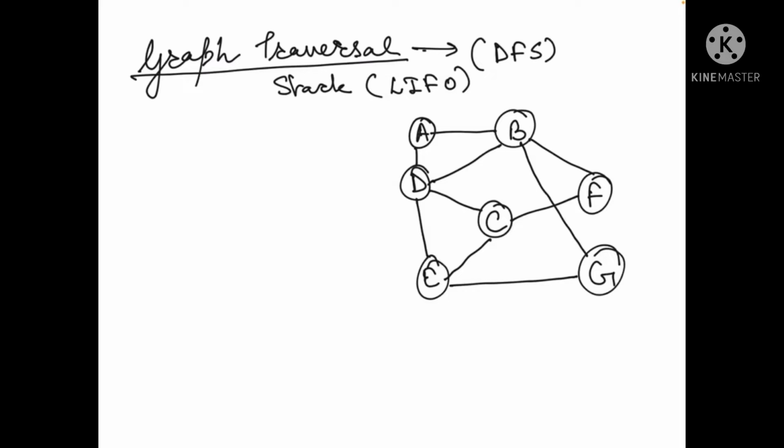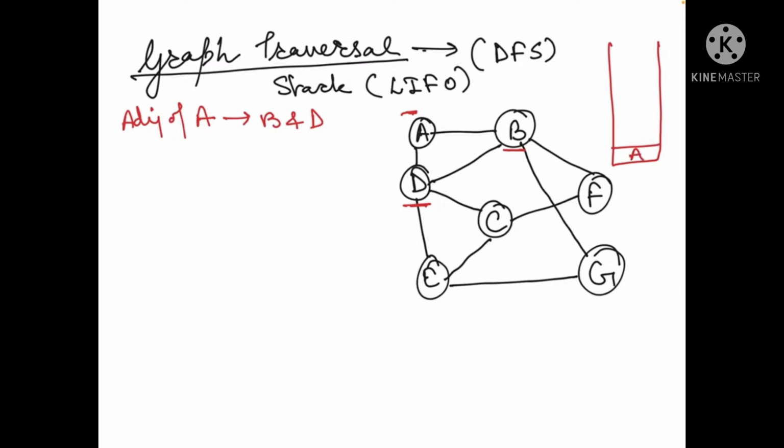In the previous video, we were taking the adjacent of A and all the things. Here we will take any one. So let us begin with A first. I'm going to take A and I will see the adjacent of A. The adjacent of A are B and D, right? So I'm going to write here B and D. Now you have to take any one. Suppose I make the stack over here. The first one which I have put inside this is A.